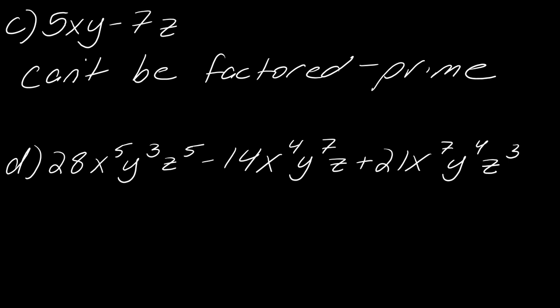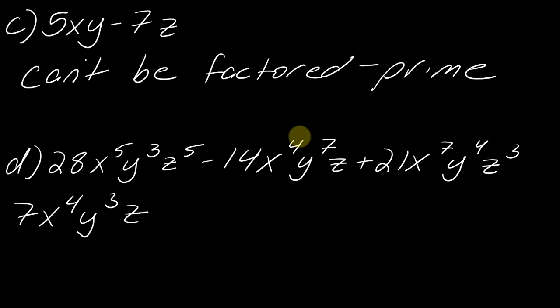Okay, so moving on to D here. So now I've got 28x to the 5th y to the 3rd z to the 5th, minus 14x to the 4th y to the 7th z, plus 21x to the 7th y to the 4th z cubed. Now, 7 will divide all of these numbers, and then I notice that everything has an x, y, z in it. So now I just have to look for those lowest exponents. x to the 4th is the lowest x exponent. Looks like y to the 3rd is the lowest y exponent, and z is the lowest z exponent.